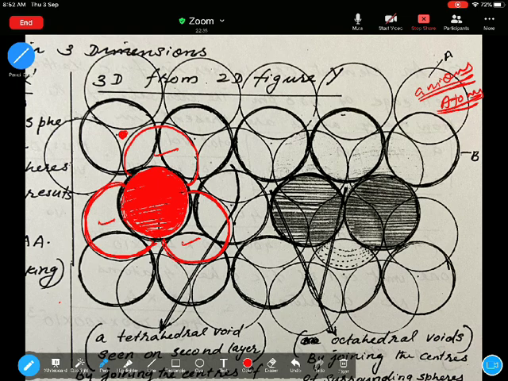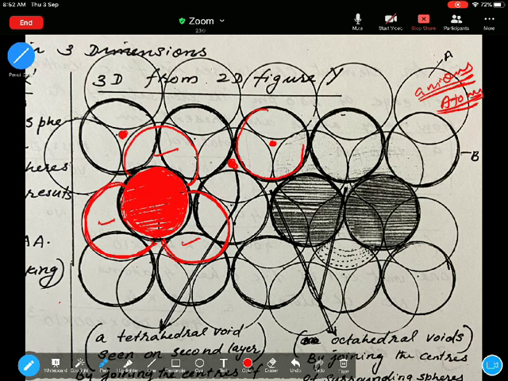Like that you can see many tetrahedral voids. See, this is a tetrahedral void. This tetrahedral void is made by 3 balls of the second layer and 1 ball of the bottom layer. This tetrahedral void is formed by 3 balls of the bottom layer and 1 ball of the top layer.